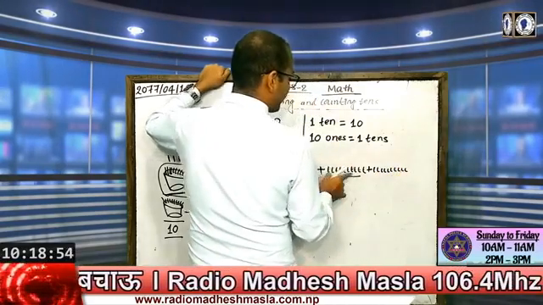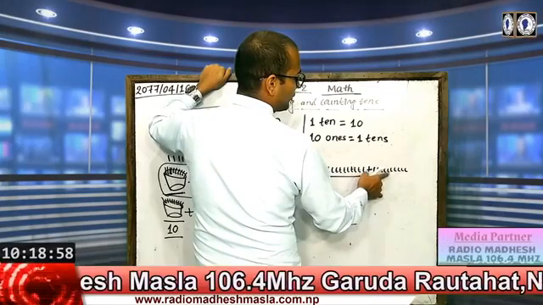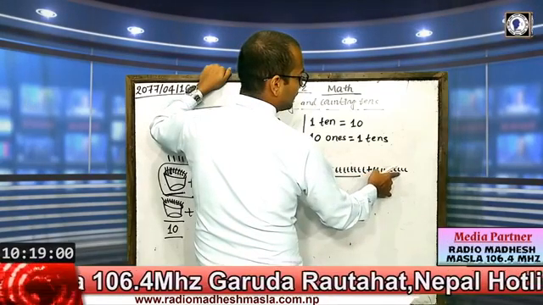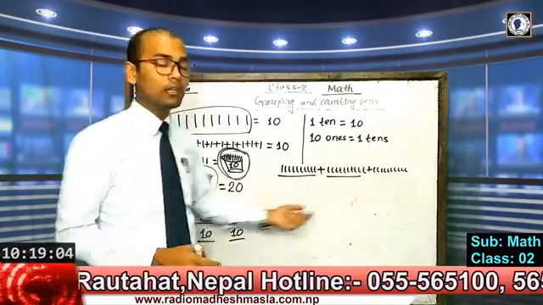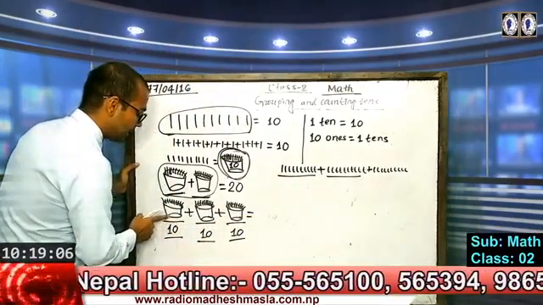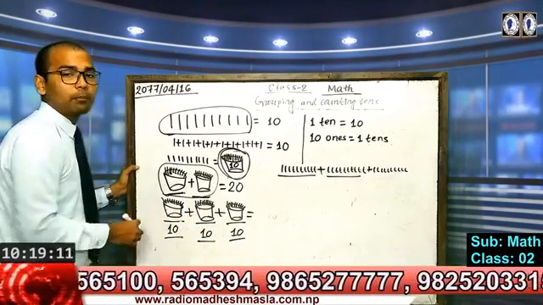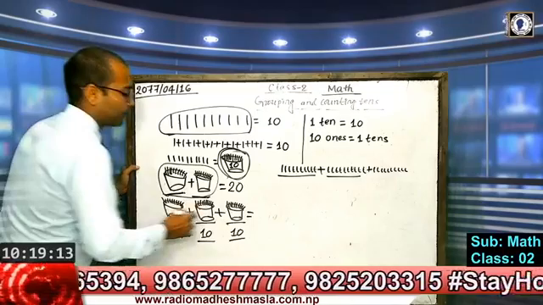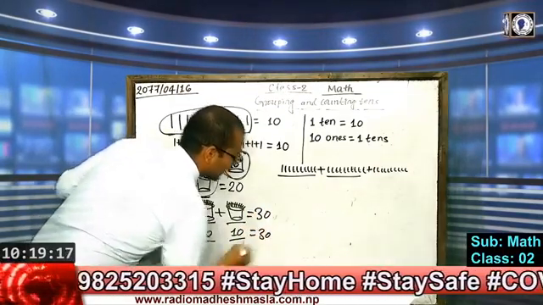Yes, after counting we have 20, then 21, 22, 23, 24, 25, 26, 27, 28, 29, 30. How many pencils are there altogether? 30 pencils. It means 3 bunches of 10 pencils make 30 pencils.